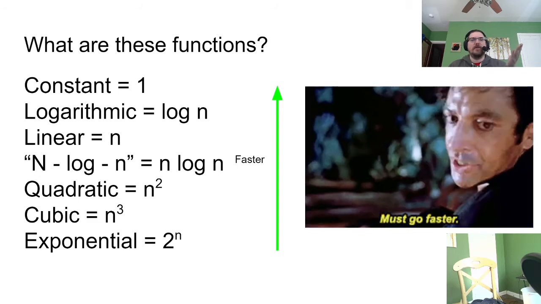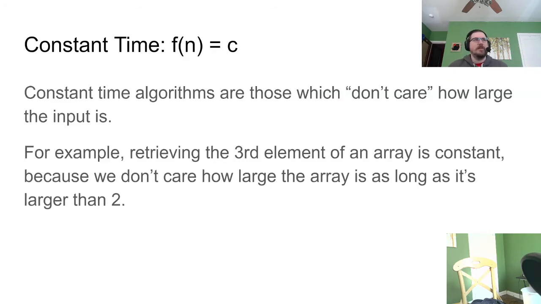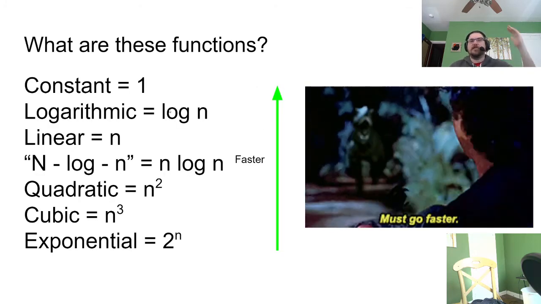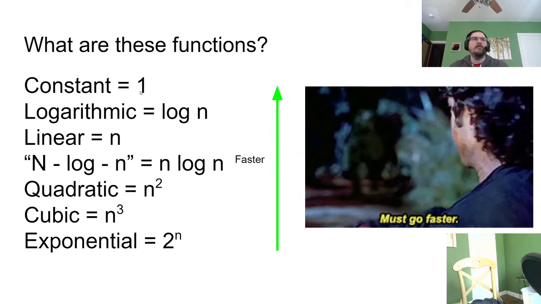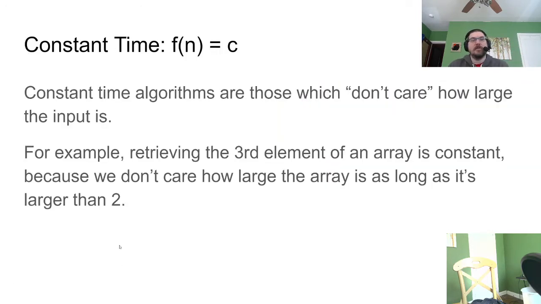If you're unfamiliar with these functions, you're going to have to familiarize yourself with them soon. So let's take a tour. We got to go faster. The fastest function here is at the top, constant time, and then the slowest function's down here at the bottom, exponential. So let's go over our cast of characters first.